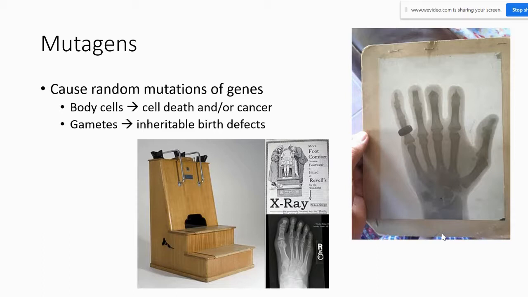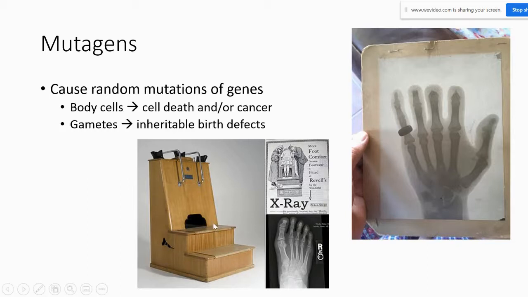Examples of mutagens include, right here, a shoe x-ray machine. In order to help people figure out if their shoes fit well or not in the 1930s, the shoe stores started carrying these. You put your foot in there, and as long as you saw your bones weren't crunched, you knew the shoes fit. There are other ways to see if your shoes fit, called comfort.